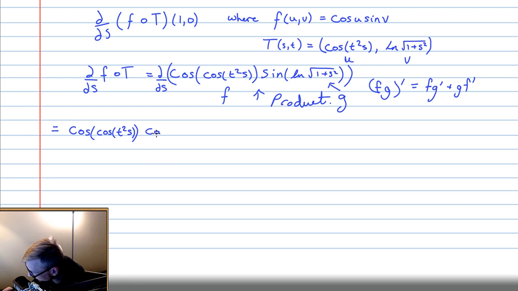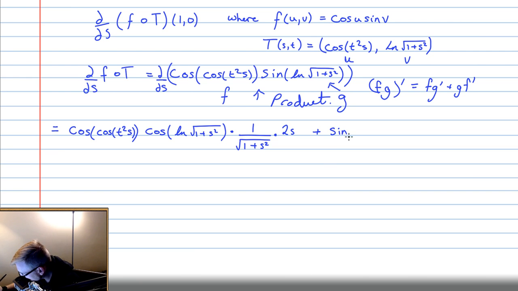Derivative of sine is cos. Cosine, now we leave the inside the same, so natural log of the square root of 1 plus s squared. Now we got to do the derivative of the inside. The derivative of the natural log is 1 over the inside, so times 1 over the square root of 1 plus s squared. And now we're still doing with respect to s, so we need to multiply by the derivative of this inside, which would be 2s. Okay, that's the first part. Now we go plus g, so the sine of the natural log of the square root of 1 plus s squared.